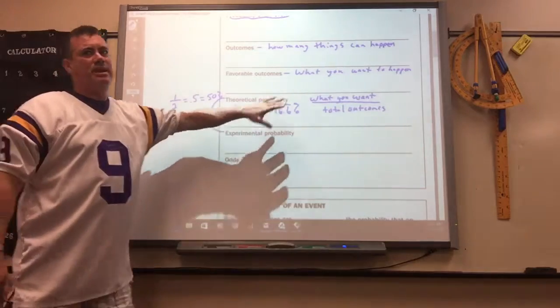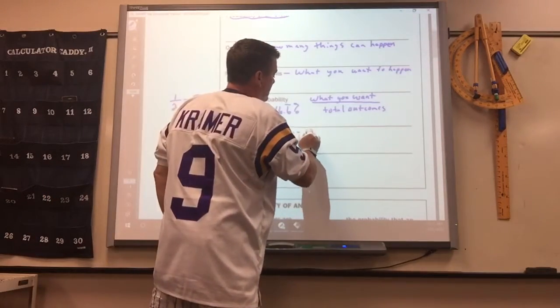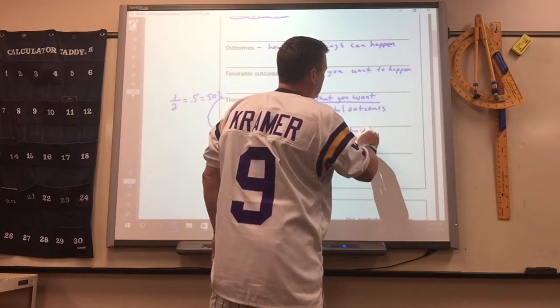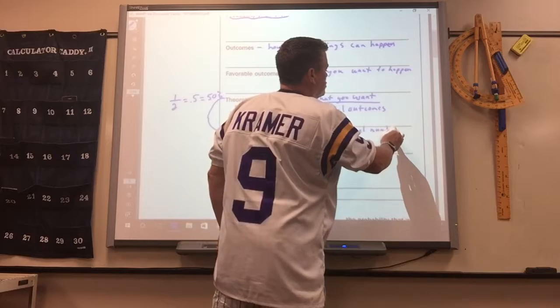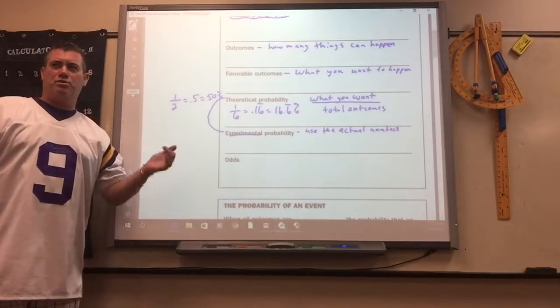Experimental probability, it's done the same way. The only difference is it's an experiment. You use the actual numbers. So what happens is someone did an experiment and then they use those numbers.